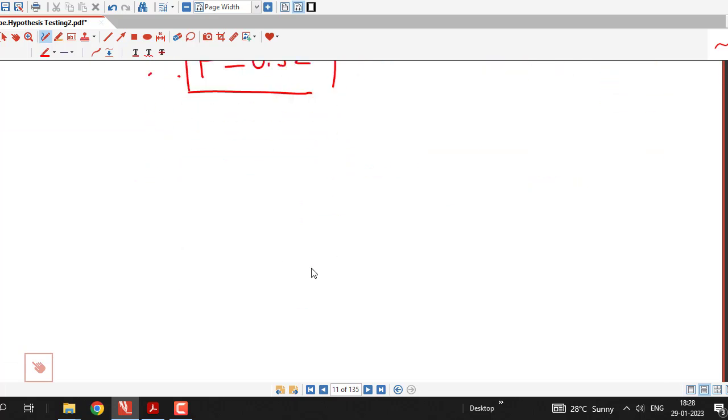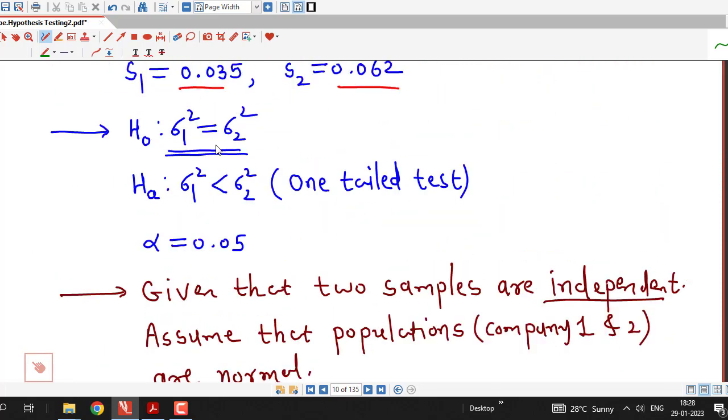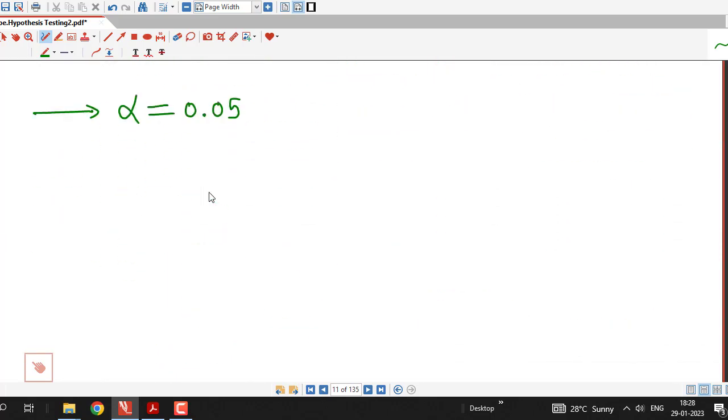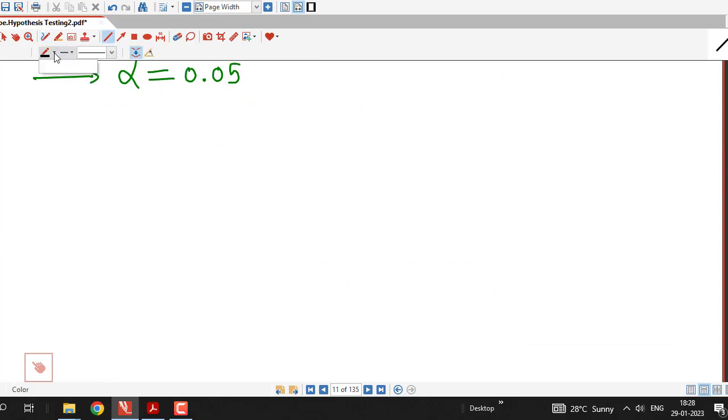Next step is to determine the critical regions. For that, we notice that we are given a left-tailed test, and the level of significance is given as 0.05, and because of this less than sign, we have a one-tailed test. Therefore, we will consider 0.05 area in the left tail.